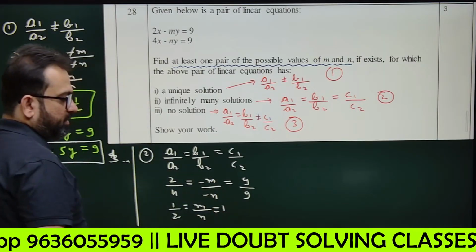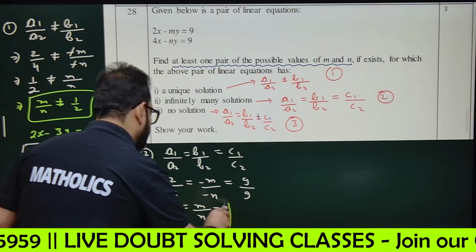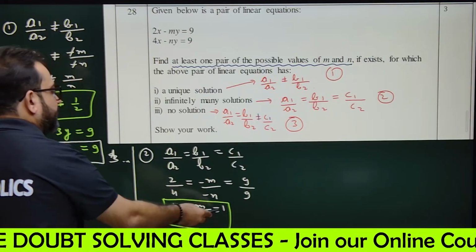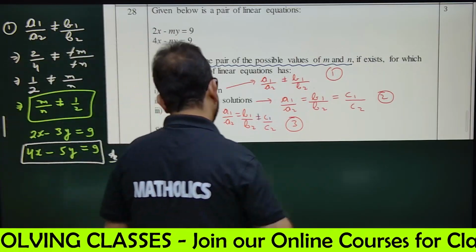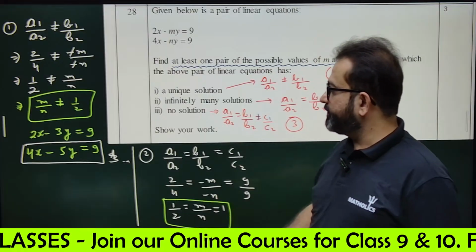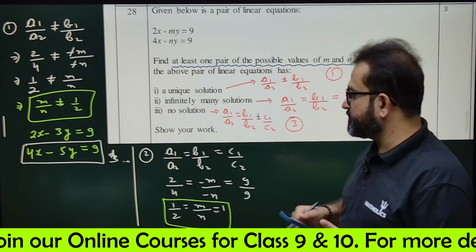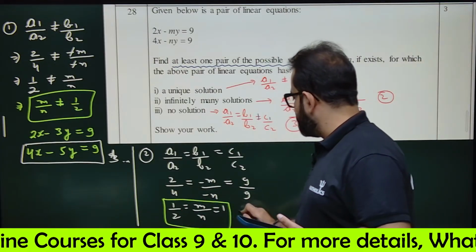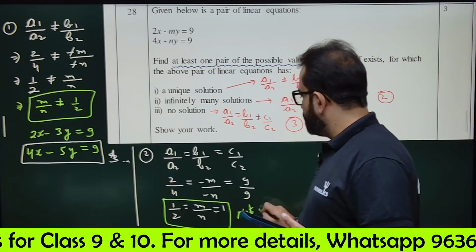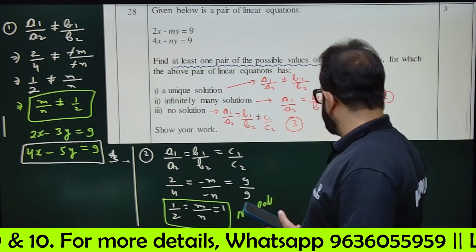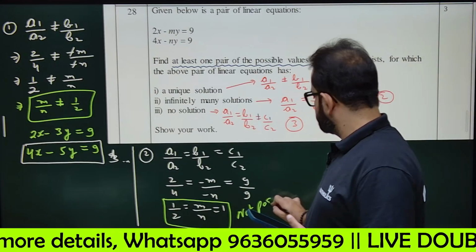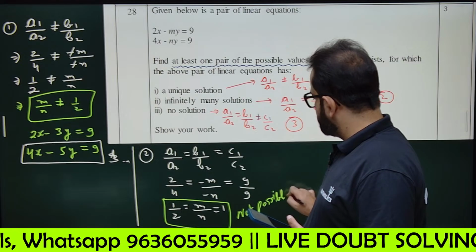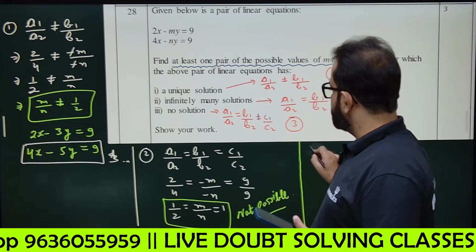Is this possible? That M upon N, one time it is half and one time it is 1. No, not possible. So M upon N equals half also and 1 also. It is not possible. So no value exists. Not possible. That's it. Got the point?